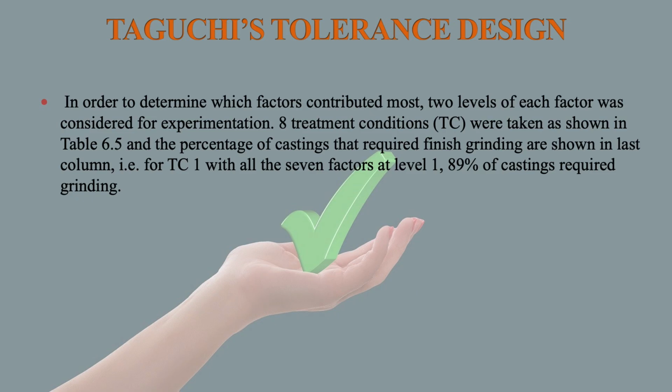Taguchi's tolerance design. In order to determine which factors contribute most, 2 levels of each factor were considered for experimentation. 8 treatment conditions were taken as shown in table 6.5, and the percentage of castings that required finish grinding is shown in the last column. That is, for treatment condition 1 with all the 7 factors at level 1, 89% of the castings required grinding.